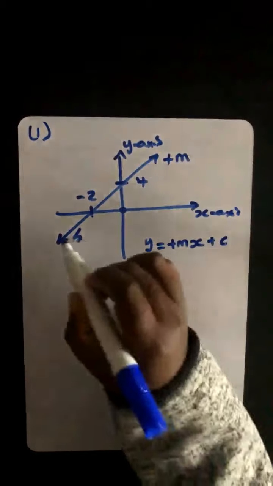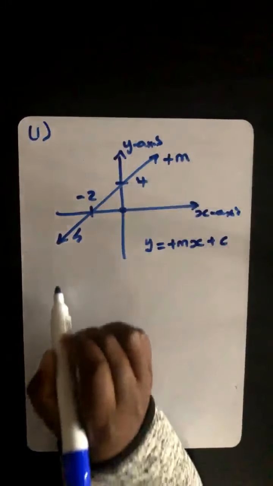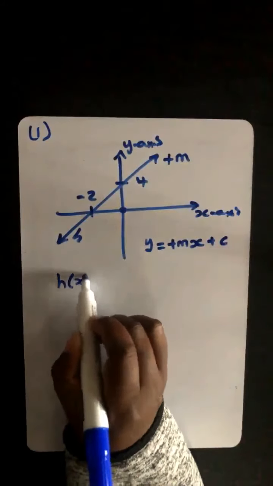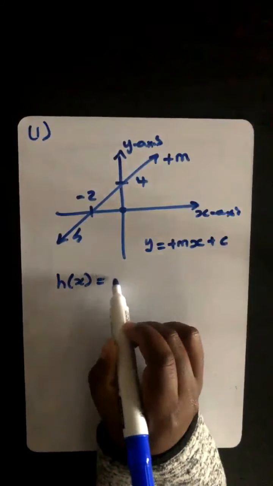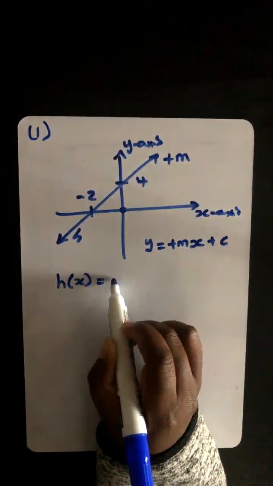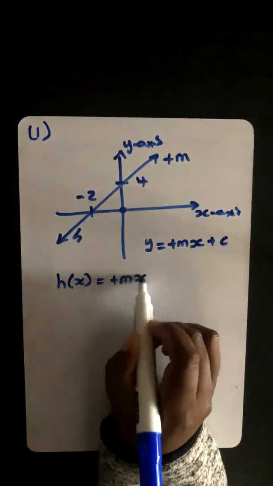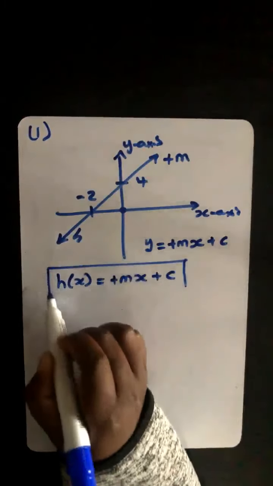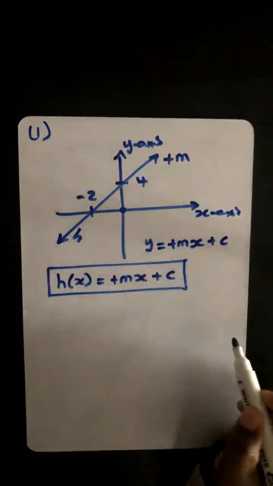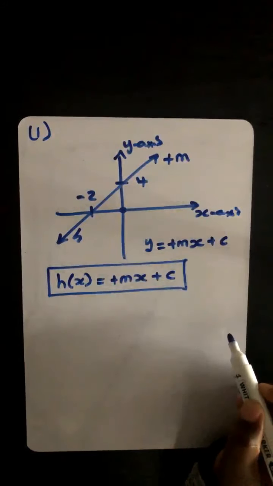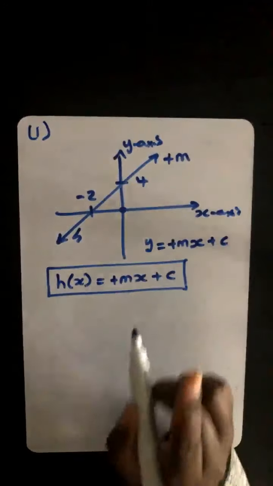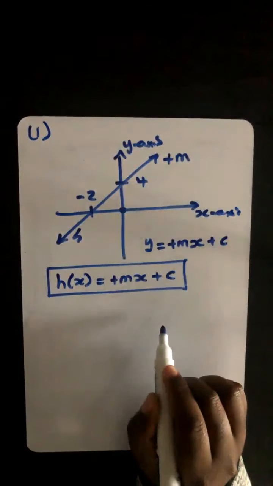You can say y or you can say h of x. Obviously, we know it's equal to, we said it must be positive mx, and we must also have a positive c value. The reason why you had to interpret this is because the moment you have a negative c value, you know you made a mistake somewhere. The moment you have a negative gradient, you know you made a mistake somewhere.